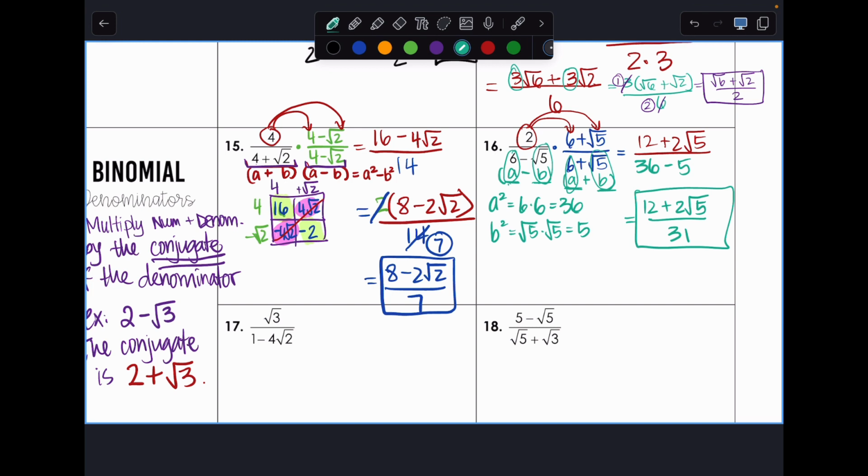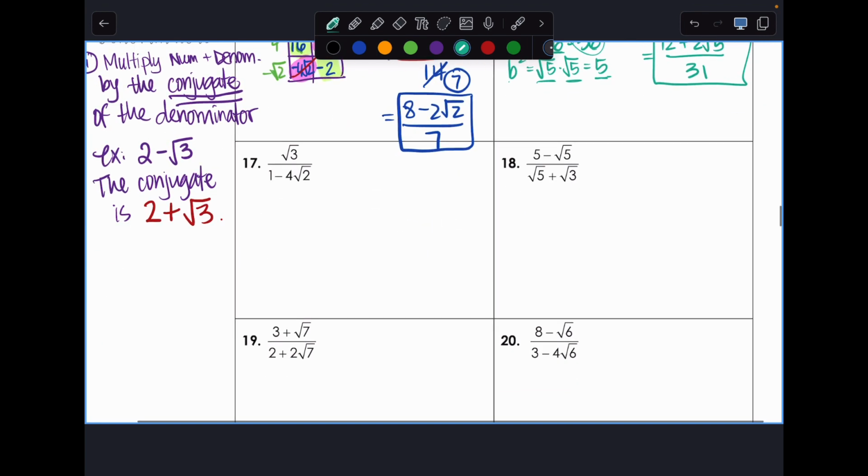A squared is 6 squared. Yeah? Yeah. So I get 36. B squared is rad 5 times rad 5, which gives me 5. So I'm going to take my 36 and subtract 5 and get 31. I got the same thing with the box. Yeah, you get the same thing with the box. Okay? All right, you ready?